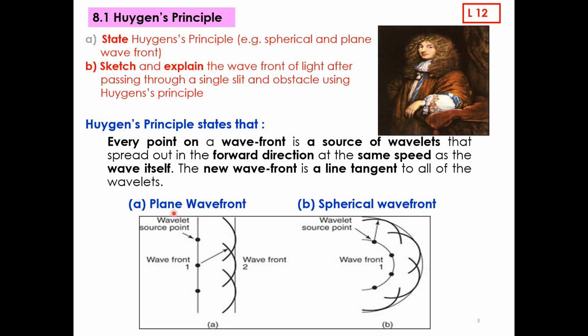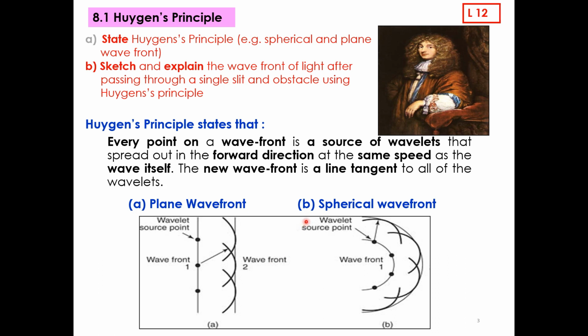Look at A, the plane wavefront. Let's say I have 3 point sources. The first point source is a source of a new wavelet, in the forward direction. The second point on the wavefront is the source of a new wavelet, and the third point is the source of the third wavelet. If we combine the tangent of all the new wavelets, we get the new wavefront, the second wavefront.